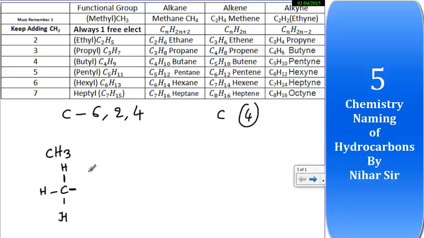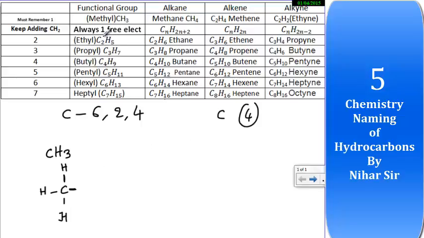So a functional group always has 1 free electron. Any other element can combine with this and form a new compound. This is the property of a functional group: it always has 1 free electron, right? So this is what you need to understand. Now let's go ahead. Another functional group element is ethyl.